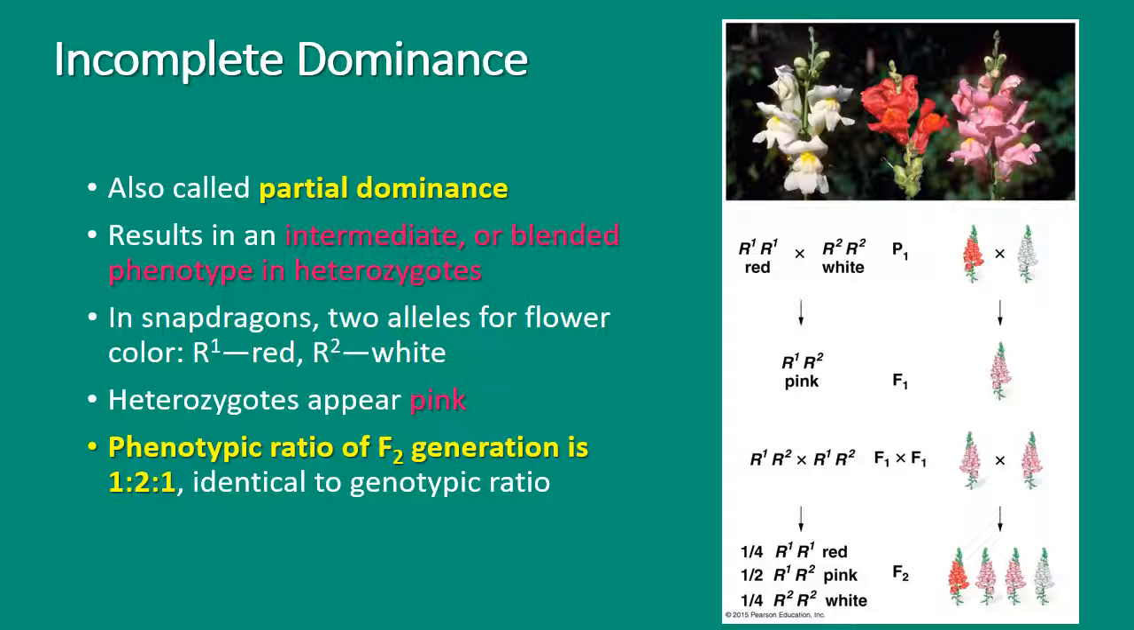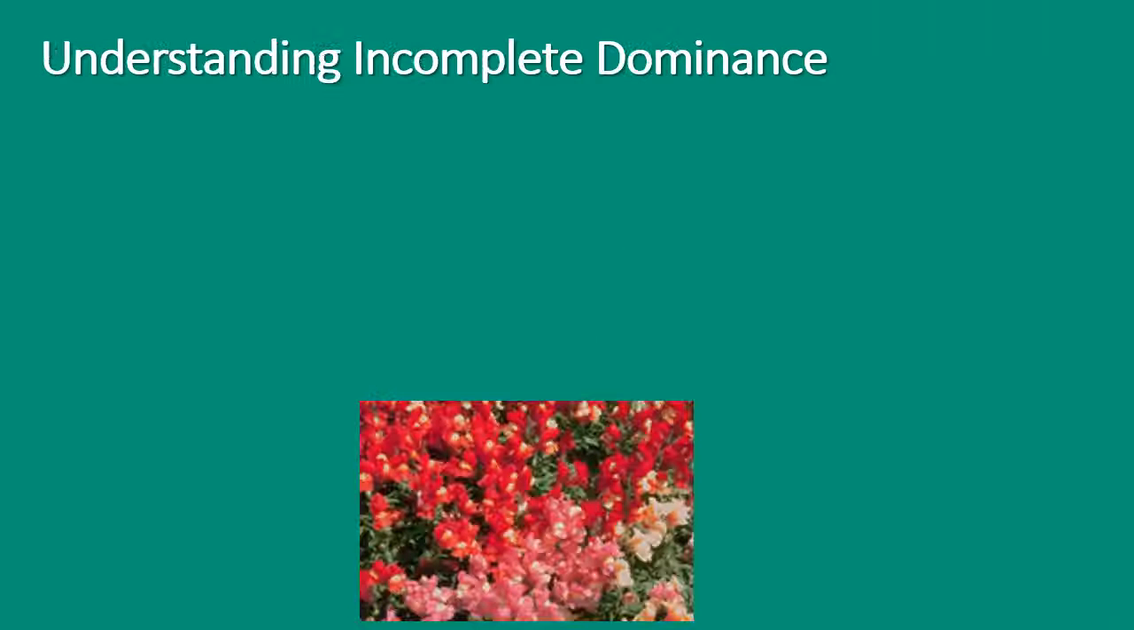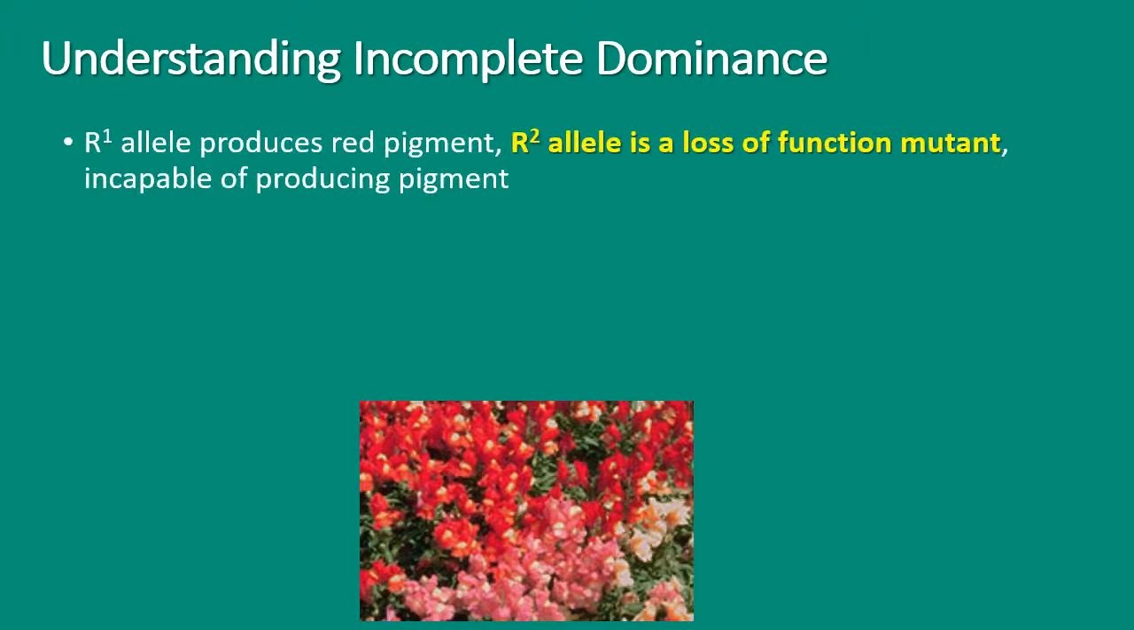75% of them red and 25% of them white. Instead, we see that you have 25% red, 25% white, and 50% pink. So all the heterozygotes have their own separate phenotype from the homozygous ones, which is also identical to the genotypic ratio.